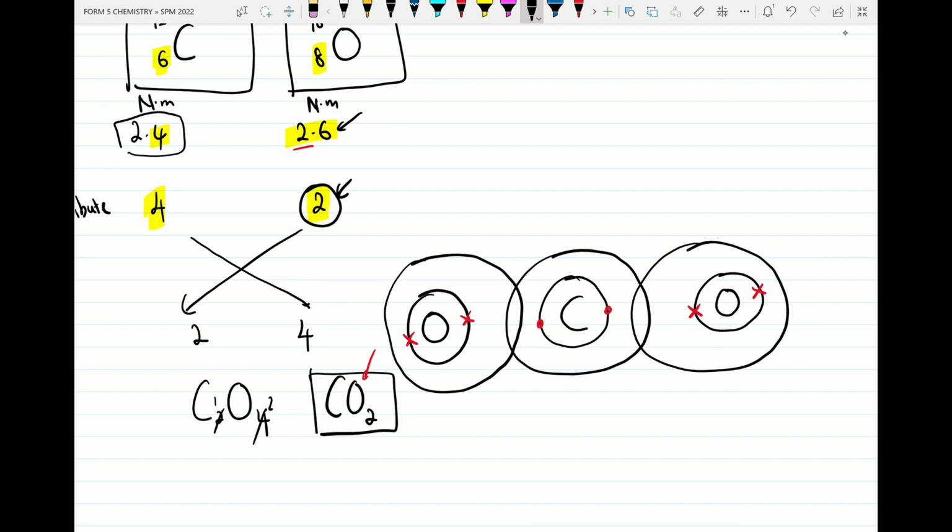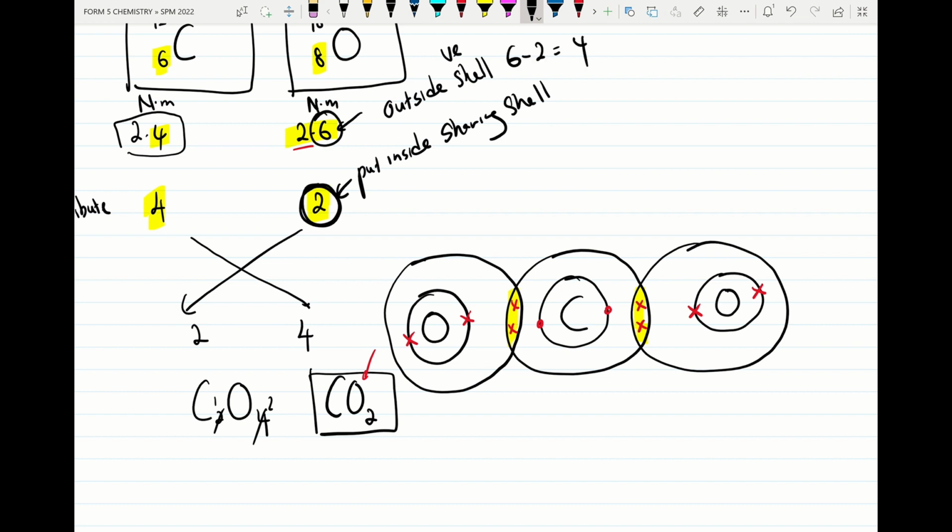All right, so here we put this one inside the sharing shell between the carbon and oxygen. Where's the inside the sharing shell? Here. All right, this is the inside the sharing shell. We put 2. So I put 2 electrons from one oxide, here 2 electrons from another oxide, and outside the valence shell, we take the 6, minus 2, 6 minus 2, we put 4. Outside we put 4, so 1 2 3 4, 1 2 3 4.